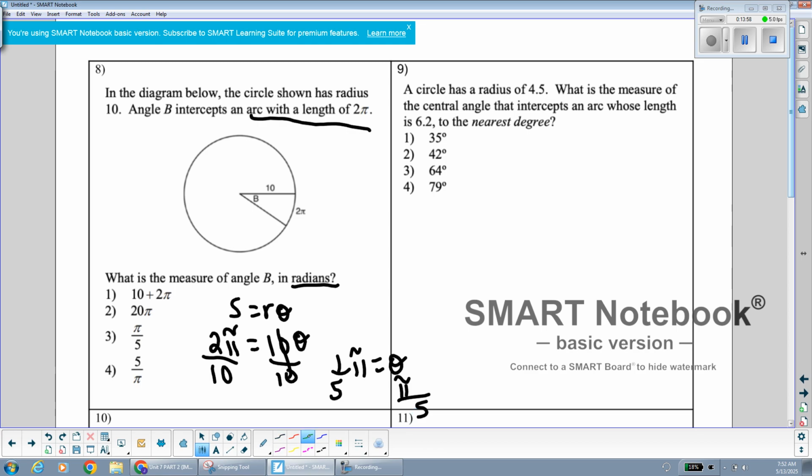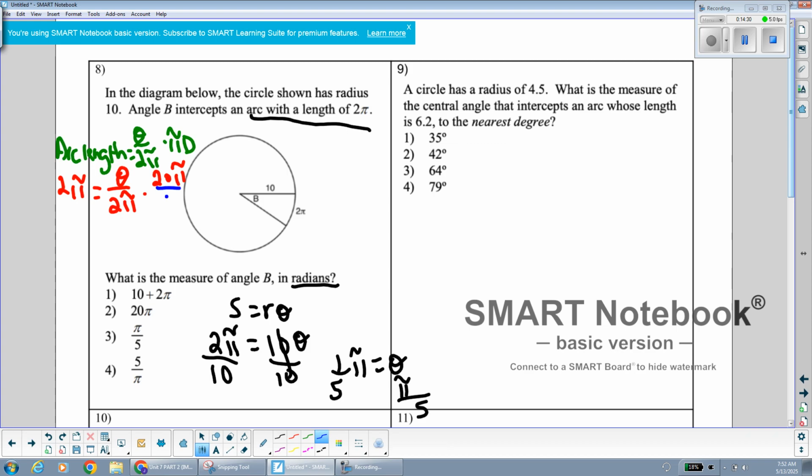You can also do it with our regular arc length formula. Our length equals the angle over, instead of using 360, you would use 2 pi, because that's the equivalent of 360 in radians, times the circumference. So the arc length is 2 pi. You're solving for the angle, and your circumference would be 20 pi.